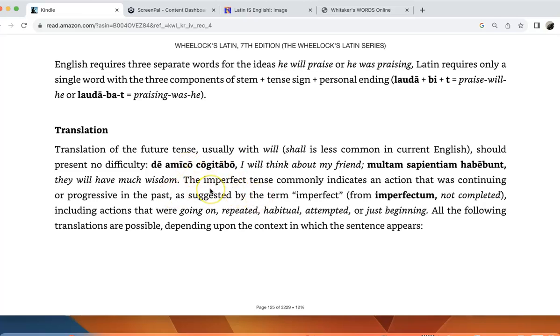And as it's pointed out here, the imperfect in particular is something that indicates an action that was continuing or progressive. Think of it like a video. So if you can sort of imagine an action, because it is a verb, an action, as continuous or ongoing, we're probably going to want to use the imperfect tense, and they give you some sort of common descriptions of when to use that. Okay.